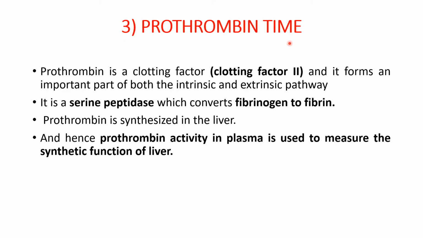Prothrombin time. Prothrombin, as we know, is clotting factor 2, and it is one of the important components of both intrinsic as well as extrinsic pathway of blood coagulation. This prothrombin is a serine protease, a serine peptidase which converts fibrinogen to fibrin. This prothrombin is synthesized in the liver. Hence, prothrombin activity in plasma can be used to measure the synthetic function of the liver.